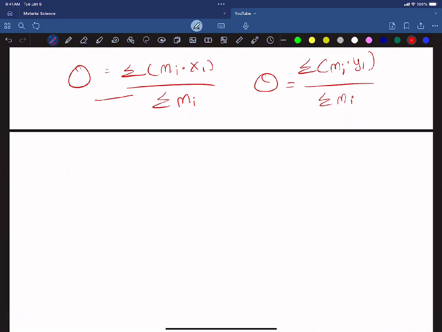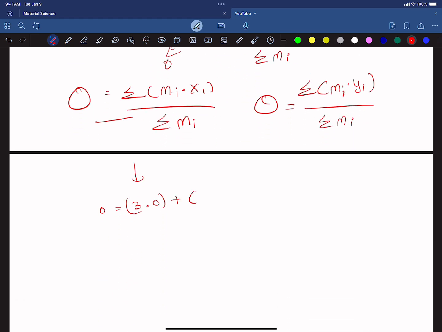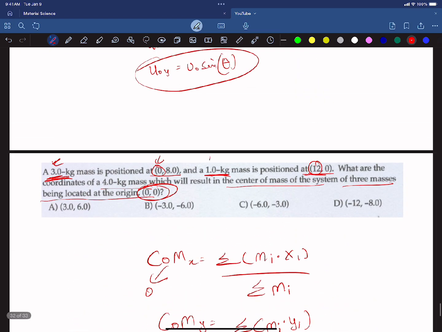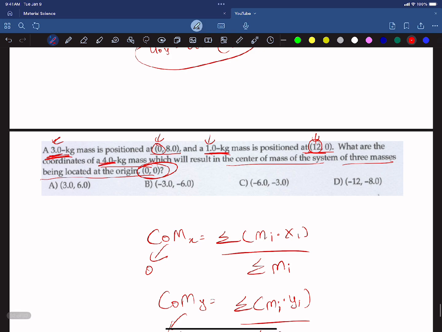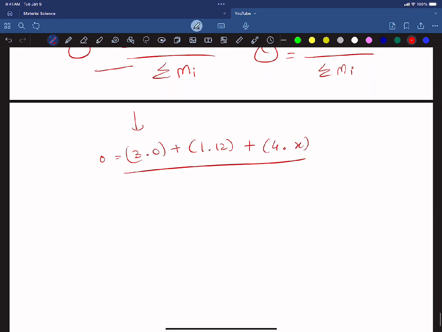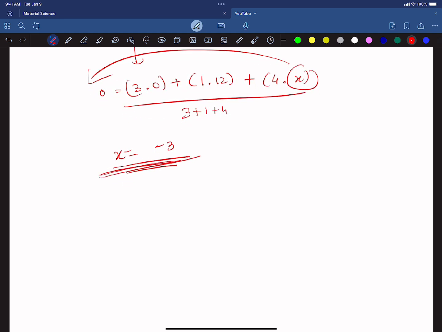So let's do it. For x, 0 equals 3 times 0, plus 1 times 12, plus 4 times x, we need to find the coordinates, so 4 times x, whole divided by the total mass, and the total mass is 3 plus 4 plus 1, so this will give you x is equal to minus 3, because you need to take this x on this side and do some calculations.